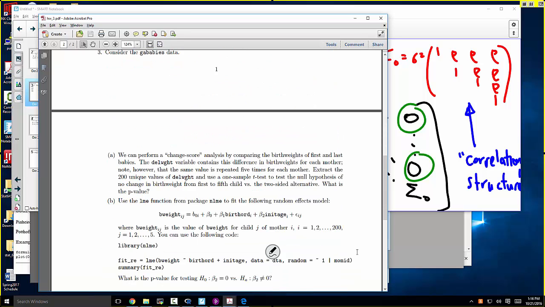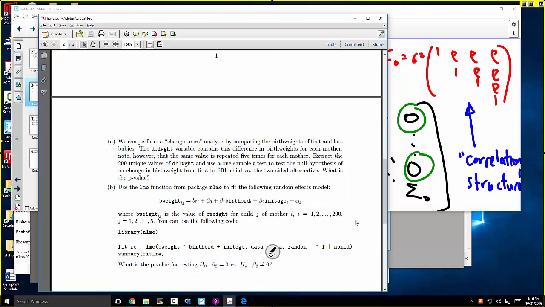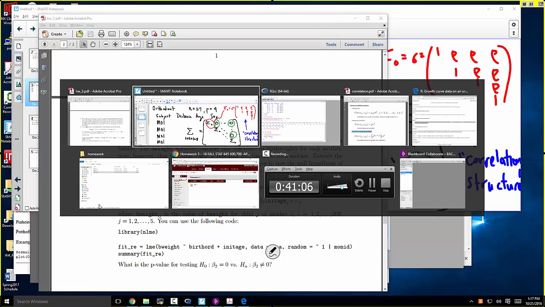Then one more data set, Georgia babies. These are birth weights for 5 babies from the same mother. And the interest is in looking at how birth weight changes from your first child to your 5th child. Here we're going to fit a different type of correlated data regression. This is a random effects model. So in our notes, let's go back to the notes now.